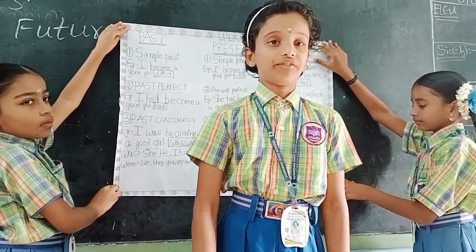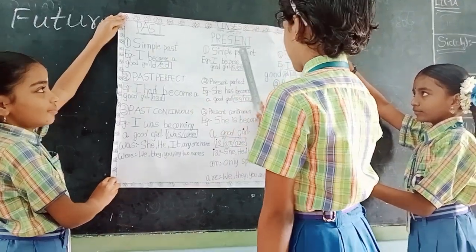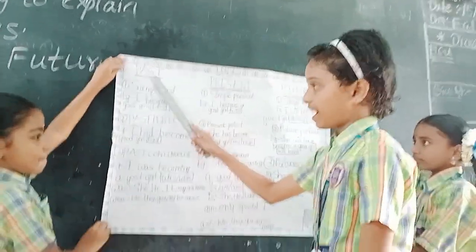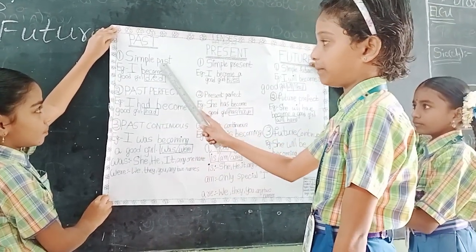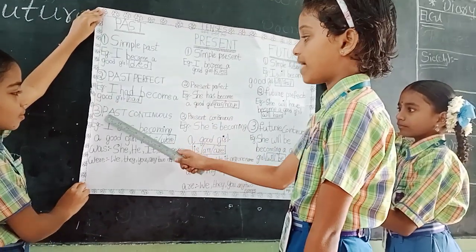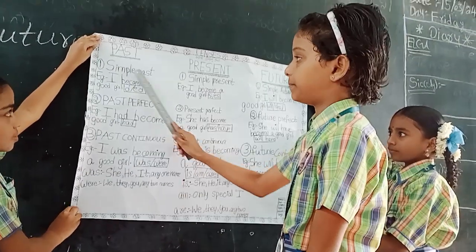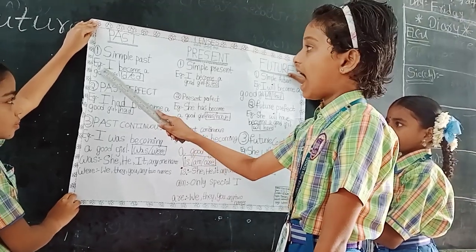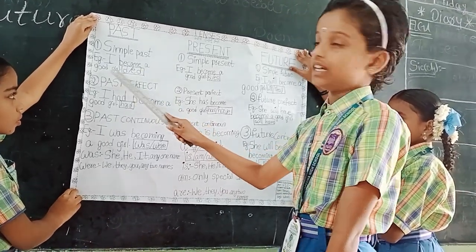There are three forms: past, present, future. In the past, three forms: simple past, past perfect, past continuous. Simple past, example is I become a good girl.